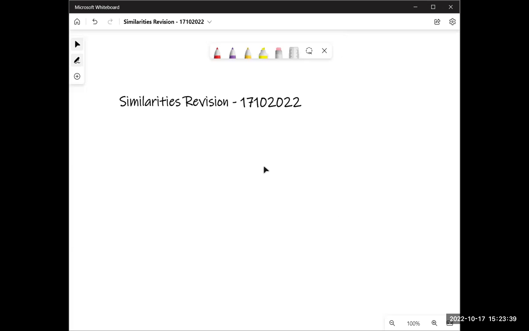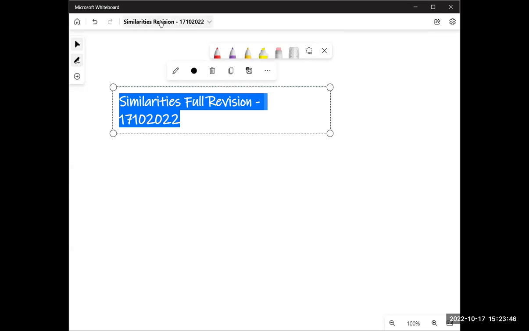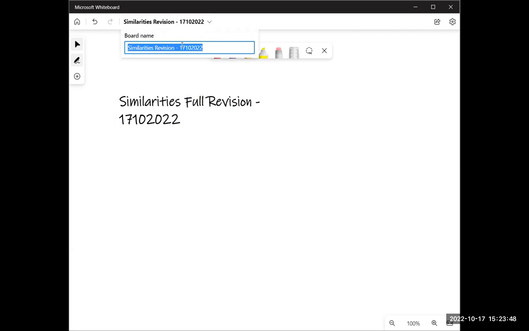We're studying IGCSE maths and we're revising similarities. So let's just say similarities, full revision. Now, first things first, I need you to write some formulas in your notebook.